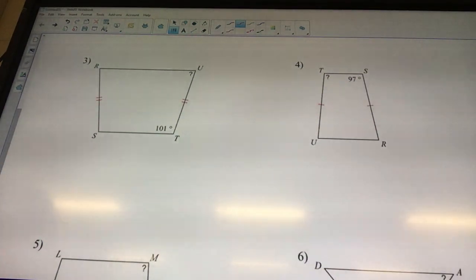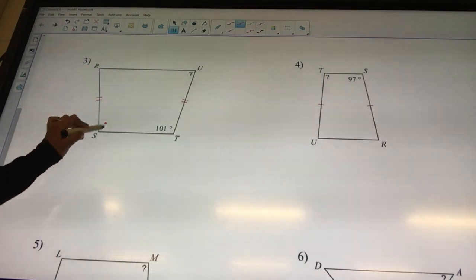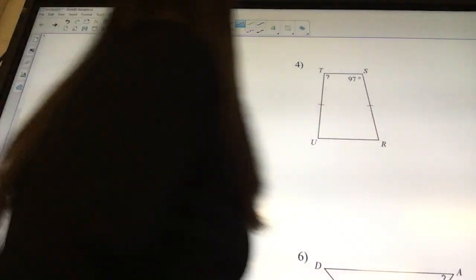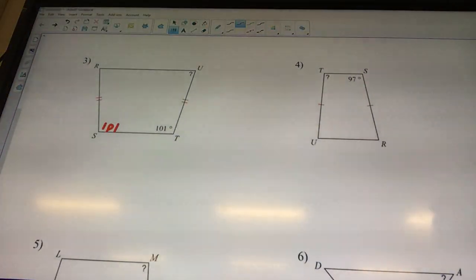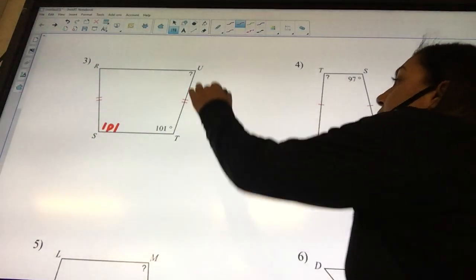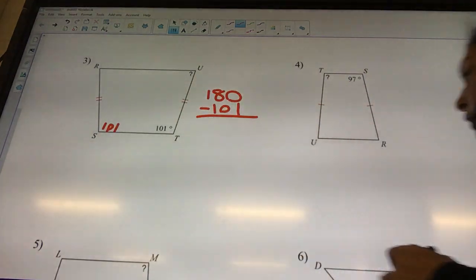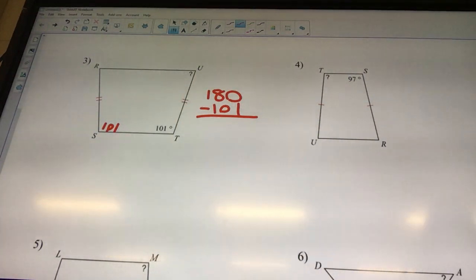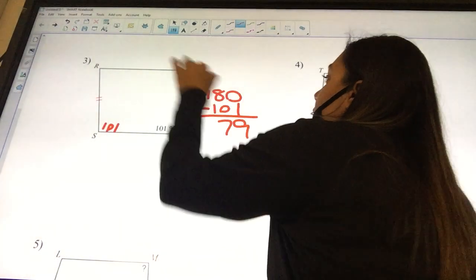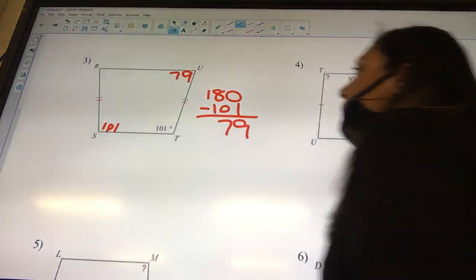So if you look at 3, which one looks like the 101? S. S is the 101 one, okay? So how do we find U? 101 minus 180, or x plus 101 equals 180. Yeah, so the shorthand way would be 180 minus 101. That'll give us that other angle. And what do you get for that? 79. 79. Okay, so it's fair to say that this one is 79.